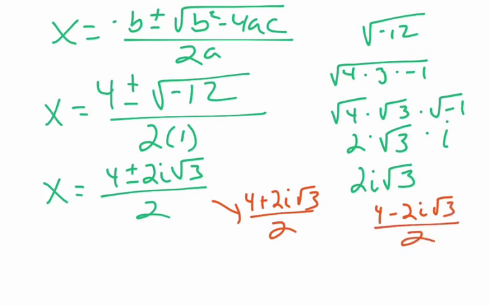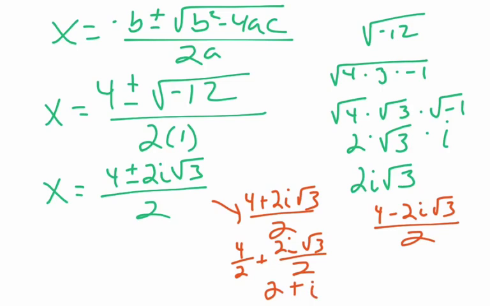And you actually can do this one out where you divide out the common factors. So we would have 4 over 2 plus 2i root 3 over 2. 4 over 2 is 2. And then right here, if you see where I'm pointing, 2 over 2 is 1, giving us i root 3. And then you could do the same thing over here. 4 over 2 is 2, and 2 over 2 is 1.